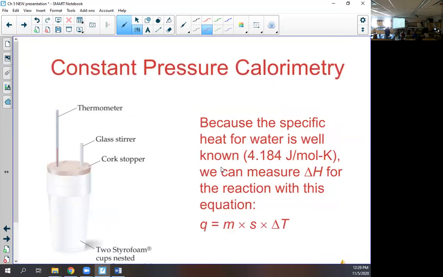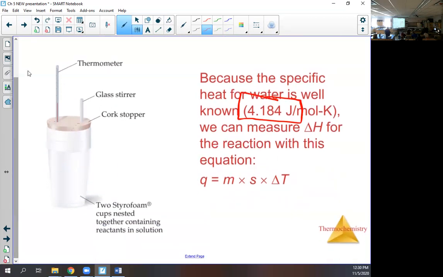Because specific heat for water is well known, this is a number we need to have memorized, 4.184 joules per gram Kelvin. We can measure delta H for this reaction with this equation: Q equals m s delta T. I'll come back.